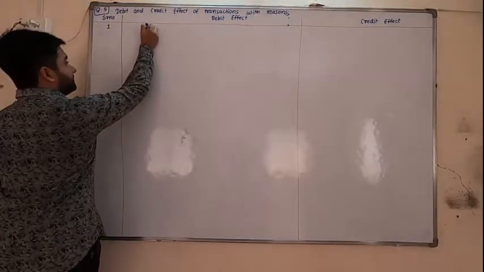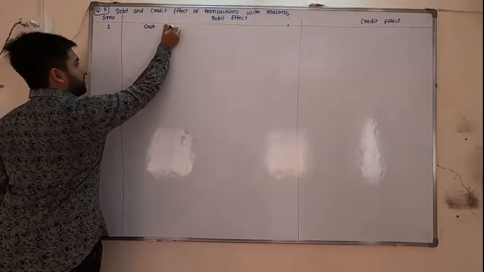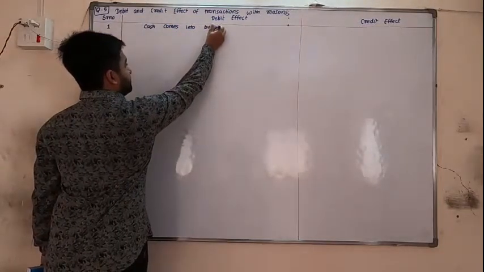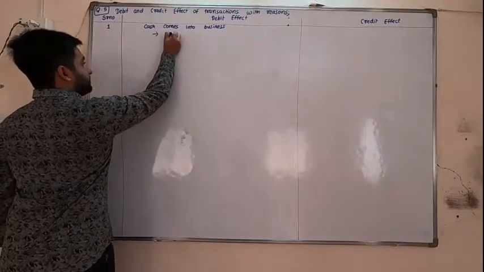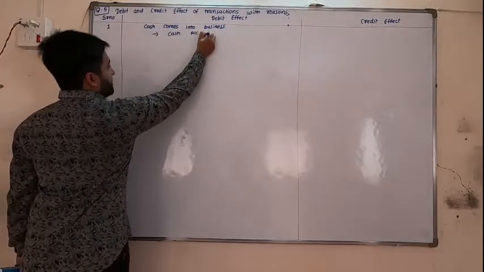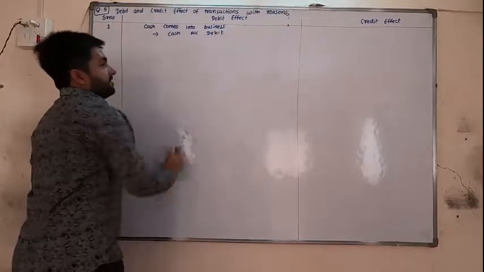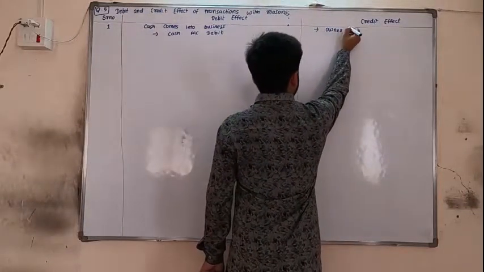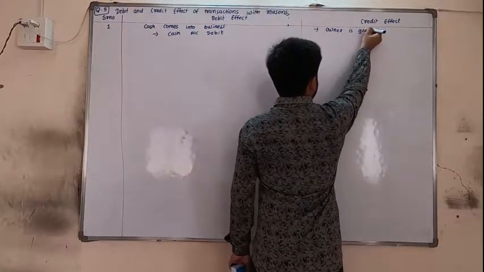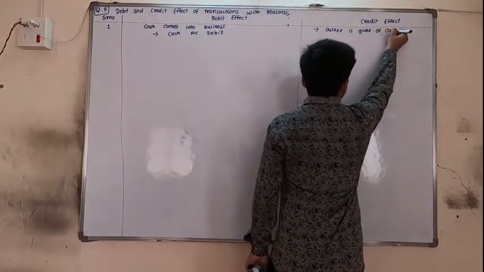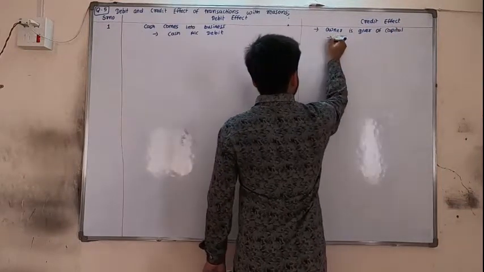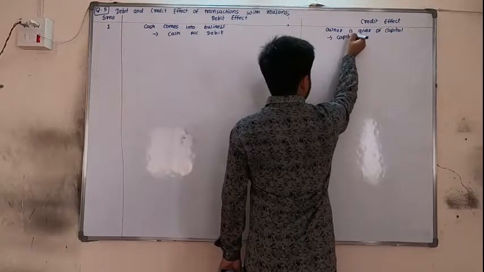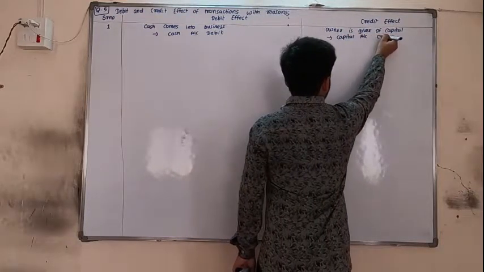Number 1. Cash comes into business, cash account debit. Owner is giver of capital. Capital account.